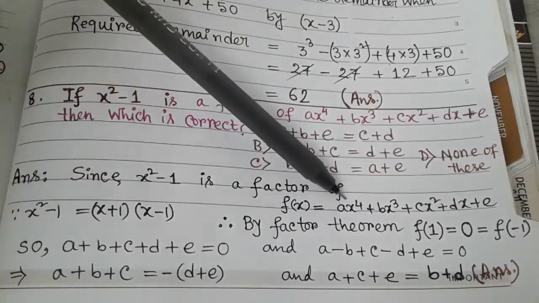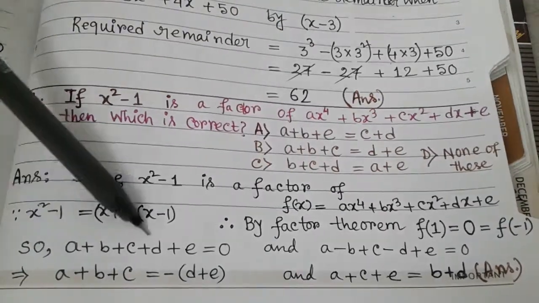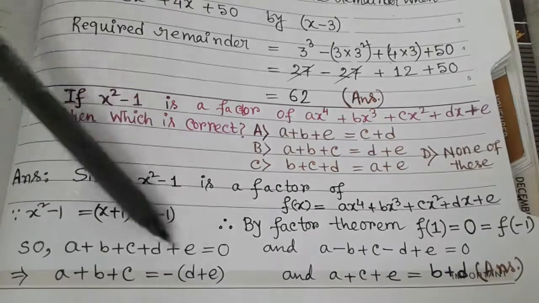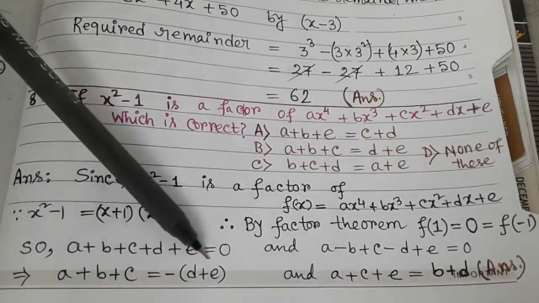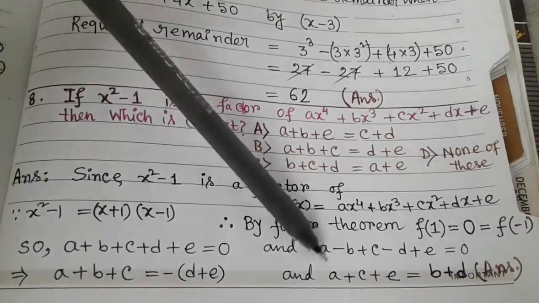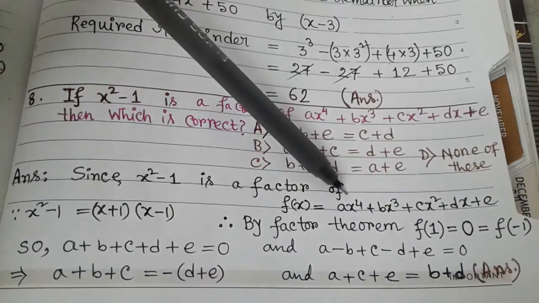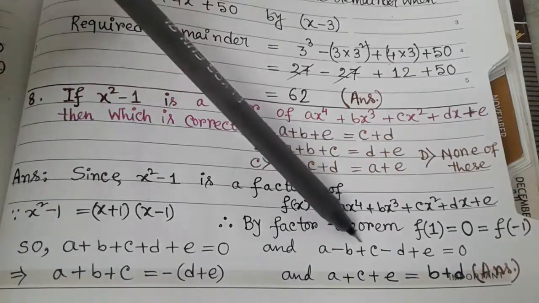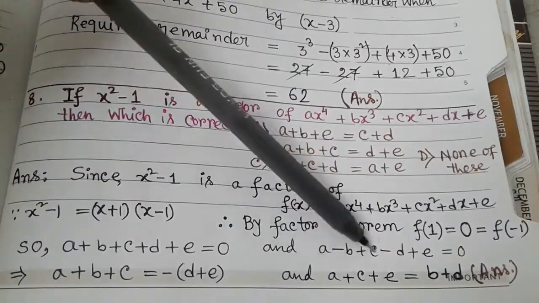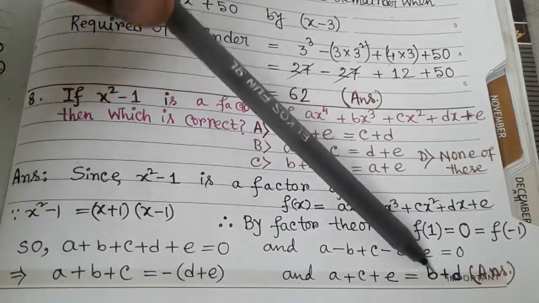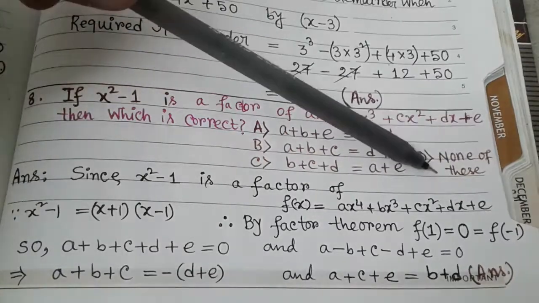So putting the value of x equal to 1 in this polynomial, we get a plus b plus c plus d plus e is equal to 0, and this implies a plus b plus c is equal to minus of (d plus e). Putting x equal to minus 1 in this polynomial, we will get a minus b plus c minus d plus e is equal to 0. So a plus c plus e is equal to b plus d. So none of these is the correct option.